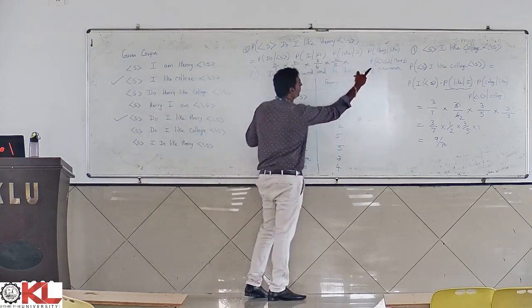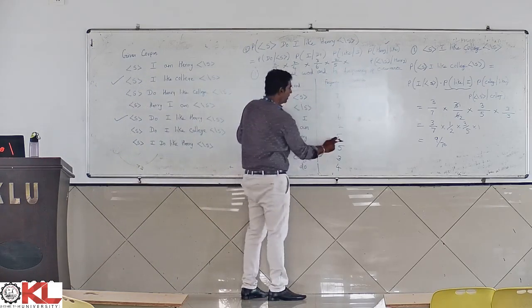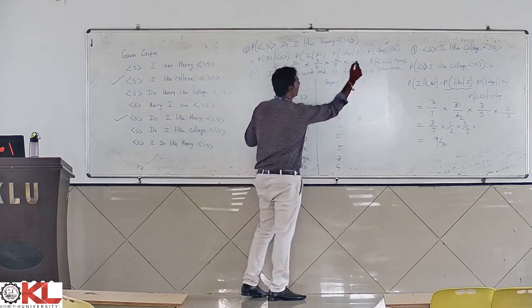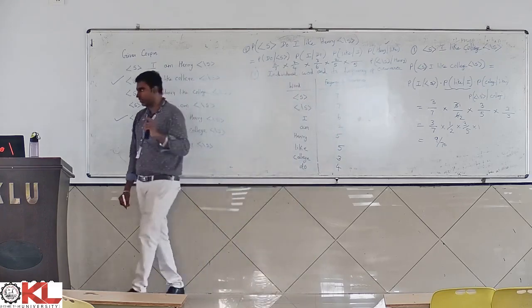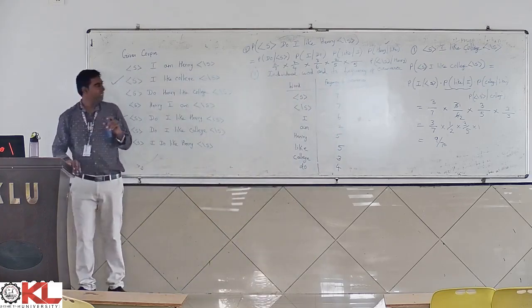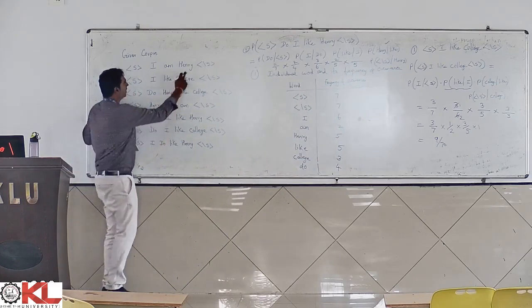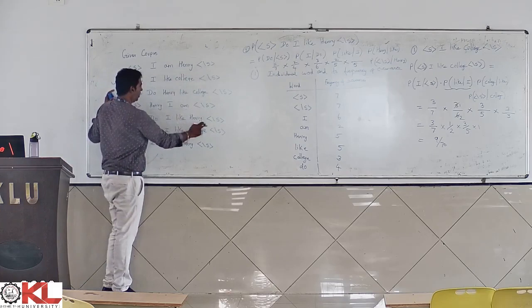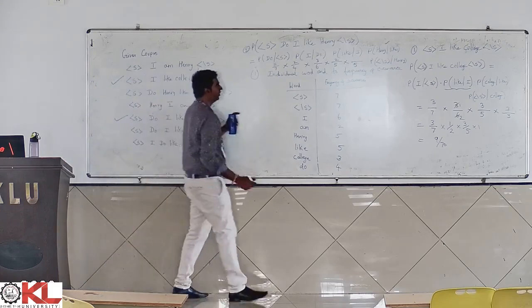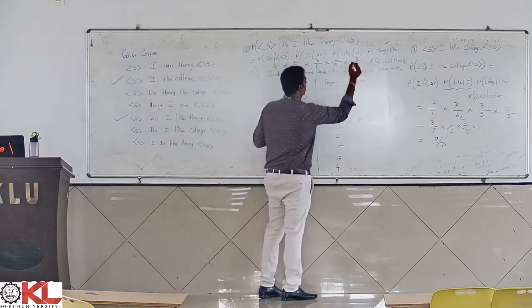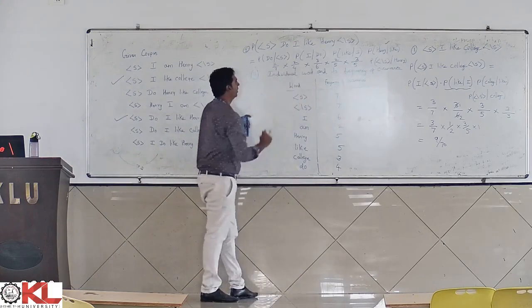I am going to find out the last case. How many times does Henry occur? 5 times. So the word Henry occurs 5 times. After the word Henry occurs, how many times does the end of the sentence come? 1, 2, 3. 3 times. Now you multiply these.